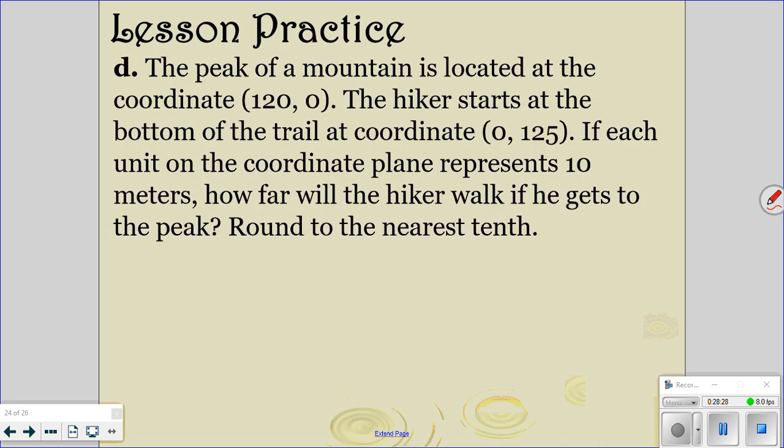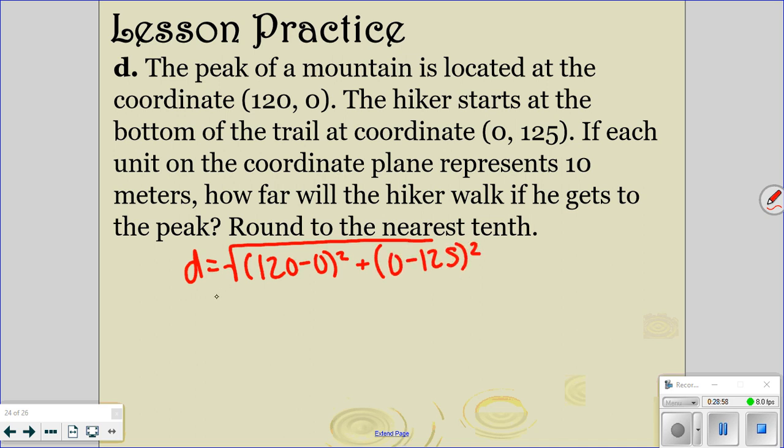Okay, so let's try one more practice problem and see if you can get it by yourself. The peak of a mountain is located at 120, and they start at 0, 120. How far are they going to walk to get to the peak? And each unit represents 10 meters. So the first thing we're going to do is use the distance formula to find the distance between those two. So we're going to do 120 minus 0 squared, and then 0 minus 125 squared.